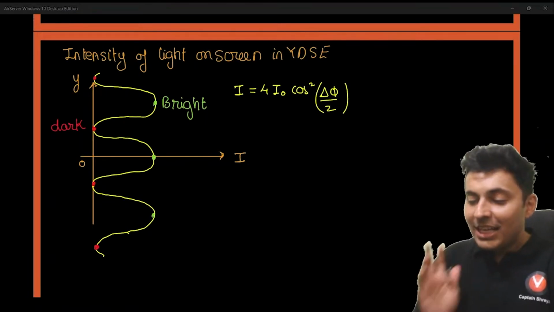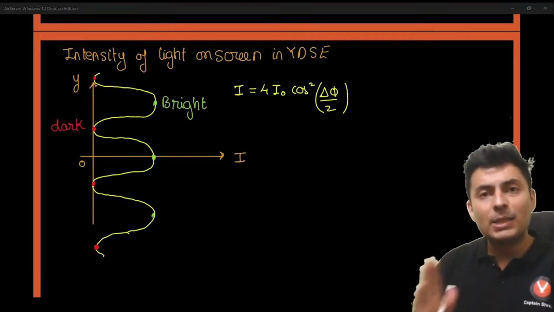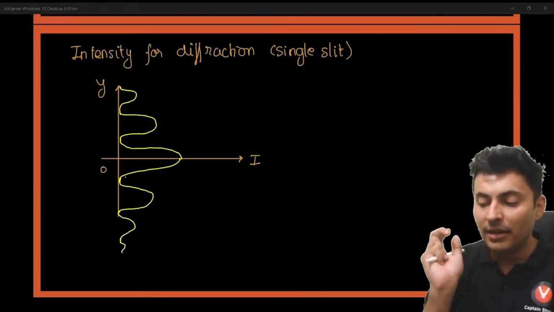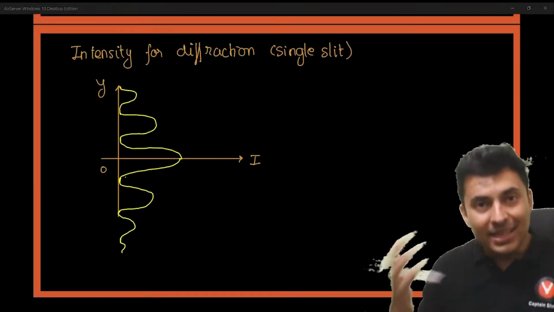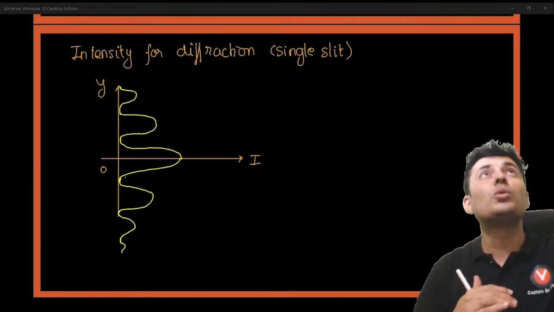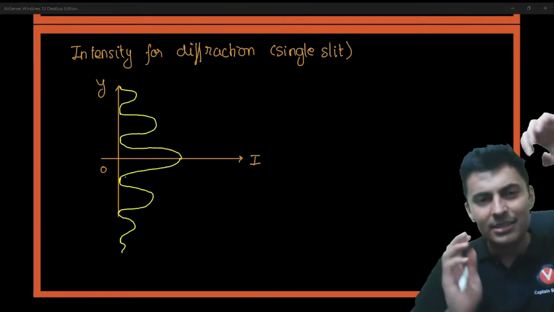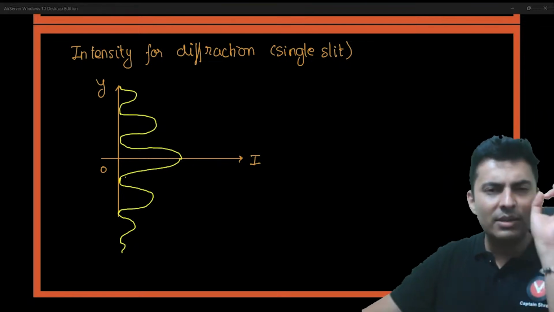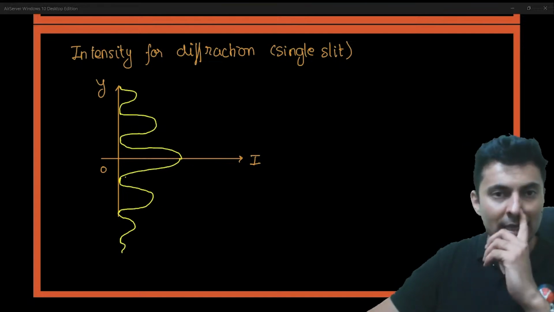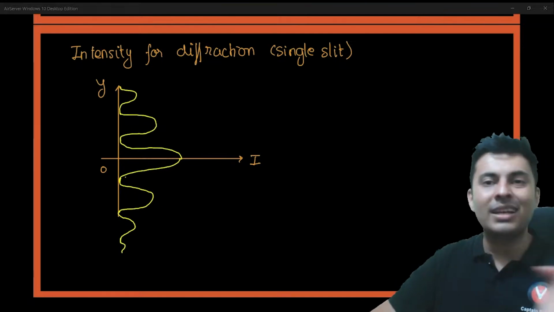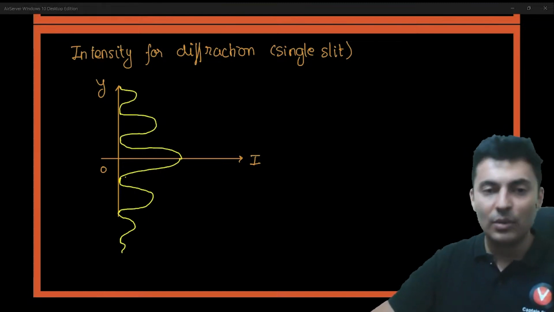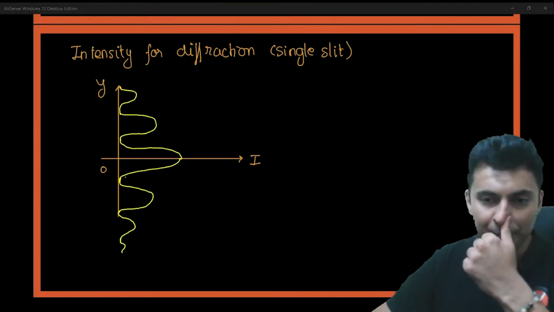Can you see it? In case of YDSE, the maximum intensities have the same value. It's like the same thing is getting repeated, but here the maximum intensity is maximum only at the center, and as you go up or down, the intensity keeps on reducing slowly, it fades out. So that's one major difference. In fact, there is a difference column in NCERT also between single slit and double slit. That is one of the major differences.